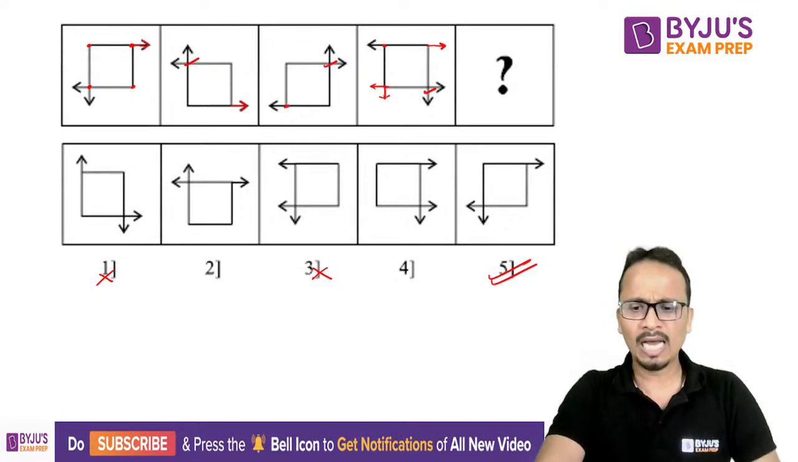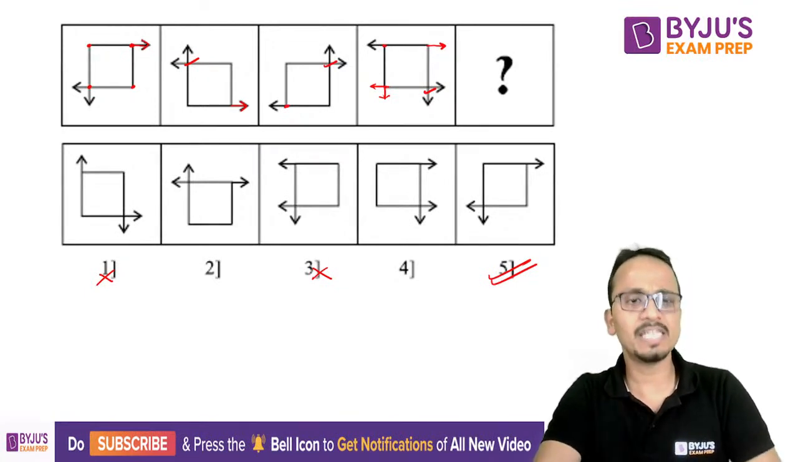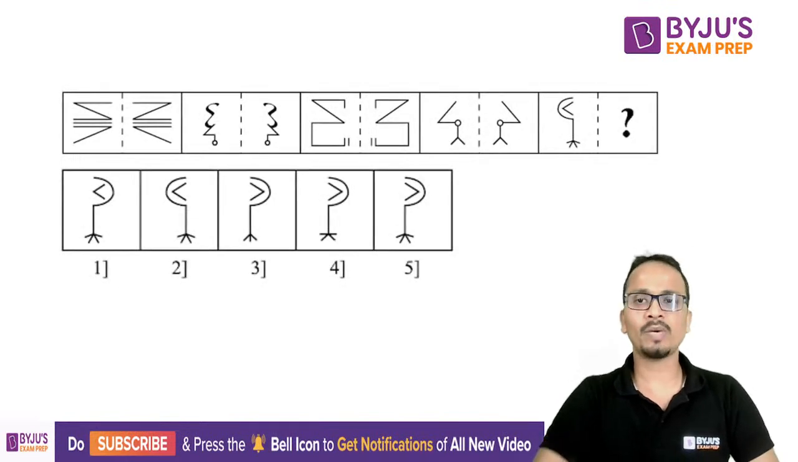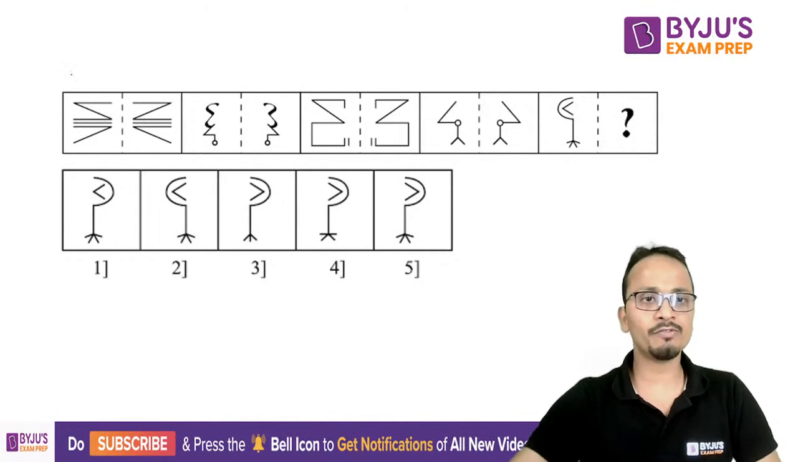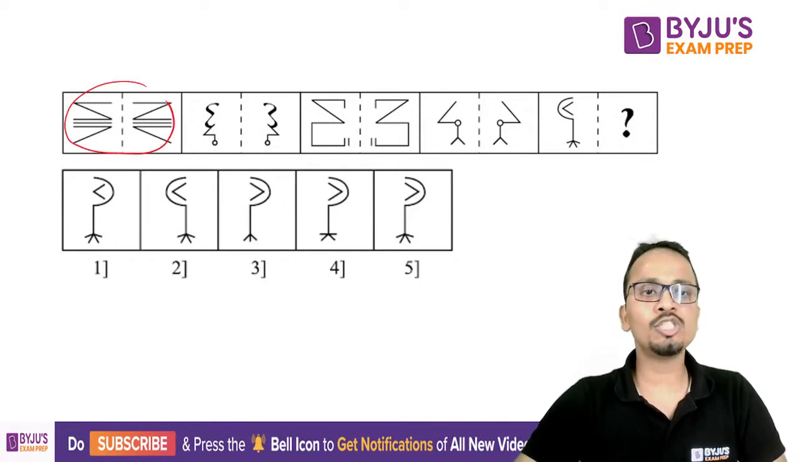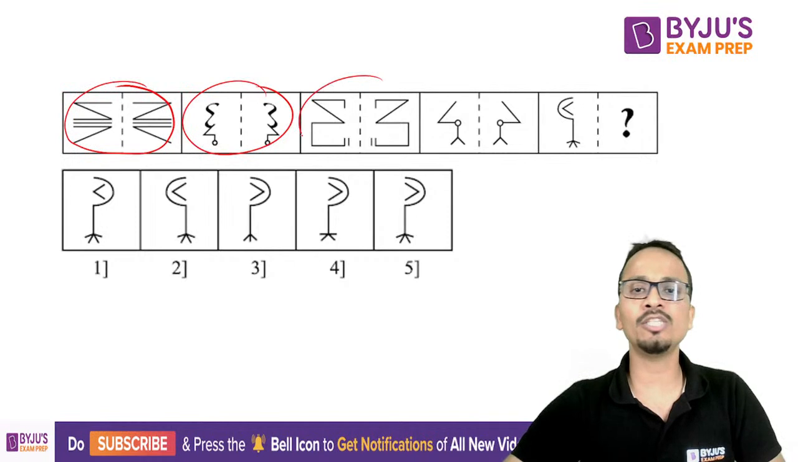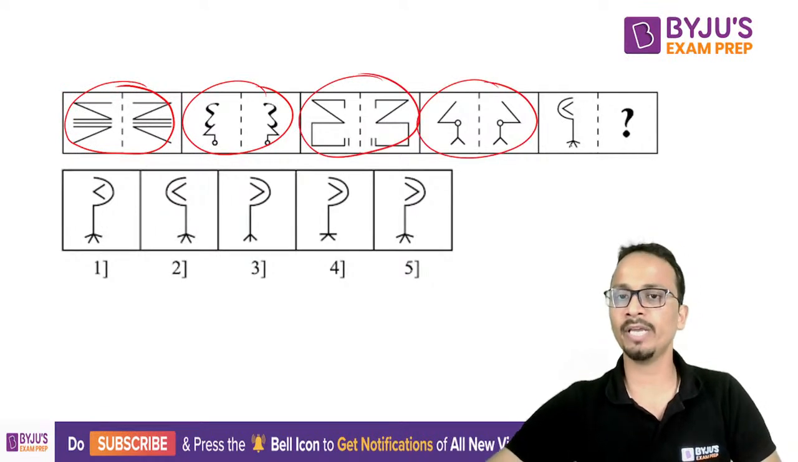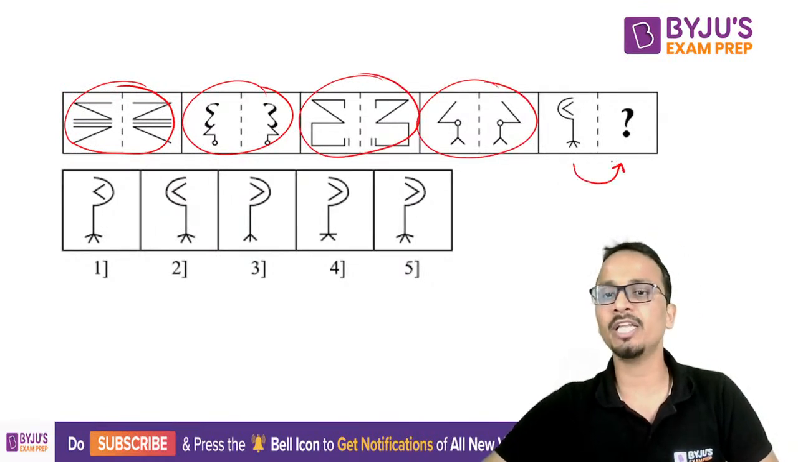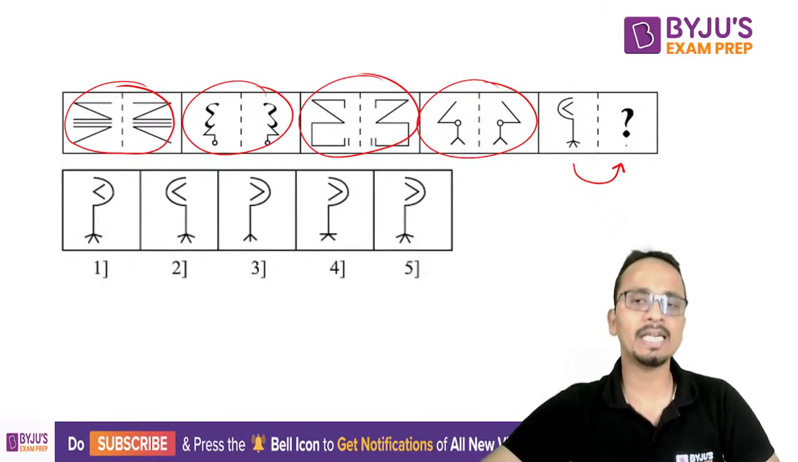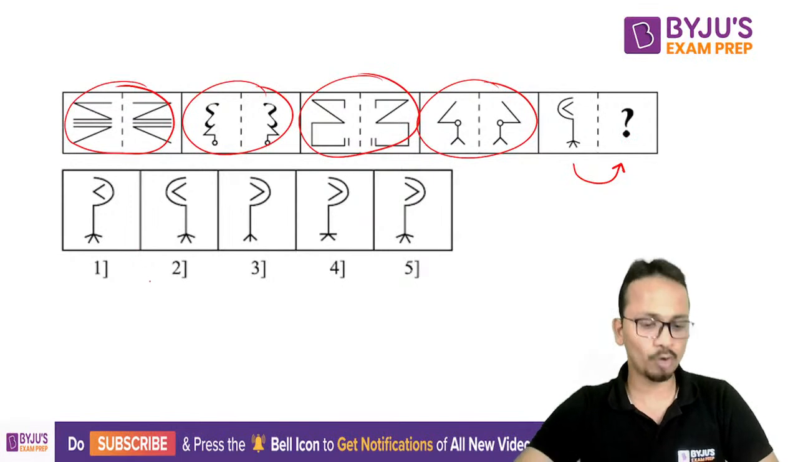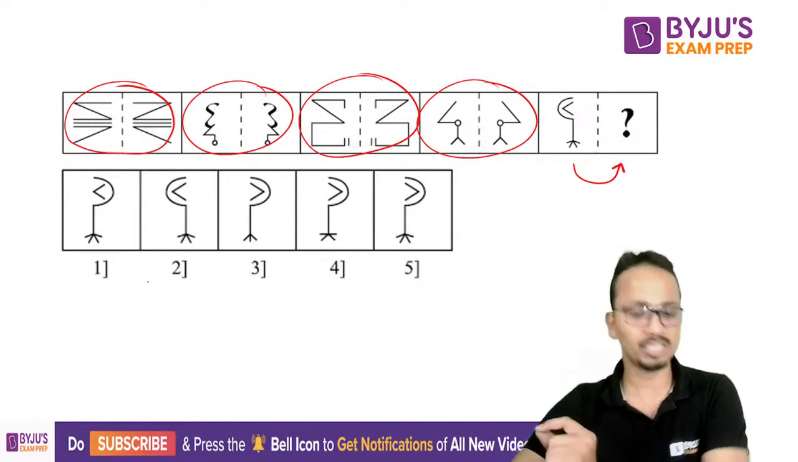All right, so answer option 5 is the correct one. Let's move on to the next one, and this is a different type of question, so please be careful. Two figures, these two are related, these two are related, these two are related. So you will have to establish a relation between the given figures and the question mark, and then choose among the 5 options which of them will replace the question mark.